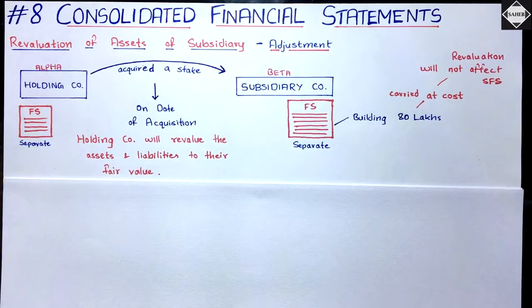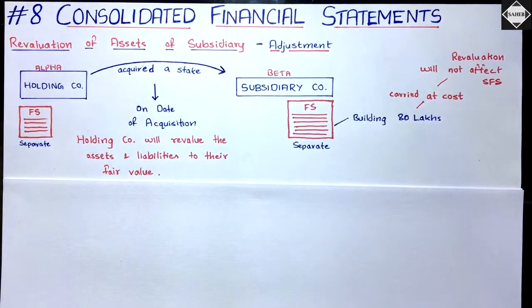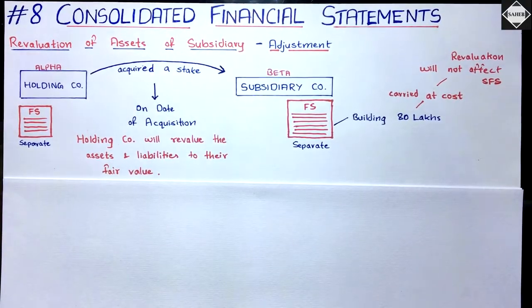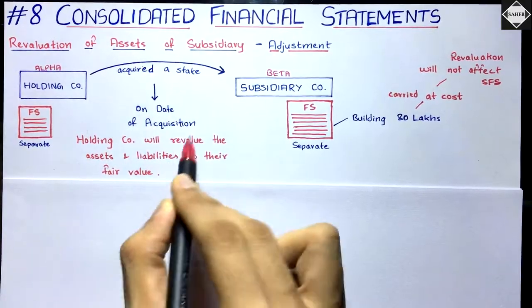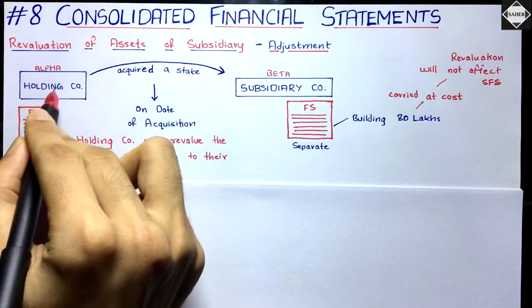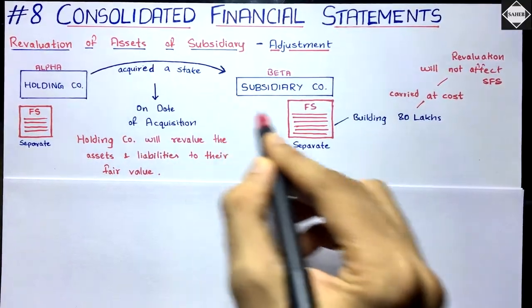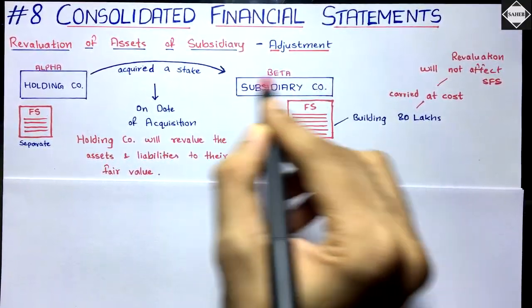Now let's discuss the specifics and technical things of this adjustment. Let me state some hard facts about the revaluation adjustment that you always need to keep in mind. The first thing is, when will revaluation happen? Revaluation will happen on the date of acquisition. Who will do this? The holding company will do this. Whose assets and liabilities are being revalued? Only the subsidiary company's assets and liabilities are being revalued.